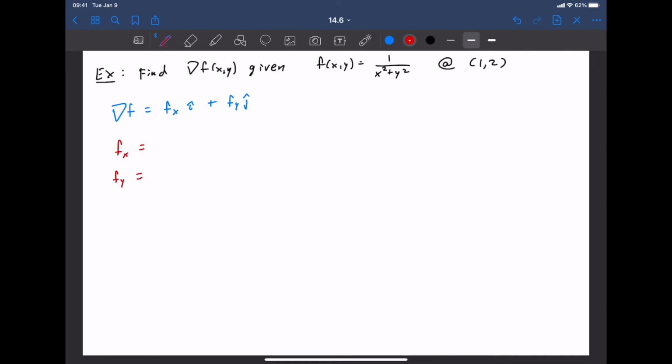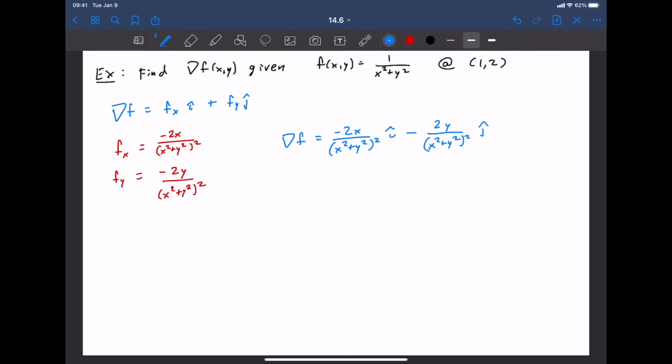You should have gotten a pretty symmetric-looking result. Negative 2x over the quantity x squared plus y squared, squared, for f sub x, and for f sub y, the same thing, just with the y's. So my gradient of f is this whole thing in the i direction, plus or minus, it really doesn't matter, 2y over the quantity x squared plus y squared, squared, in the j direction.